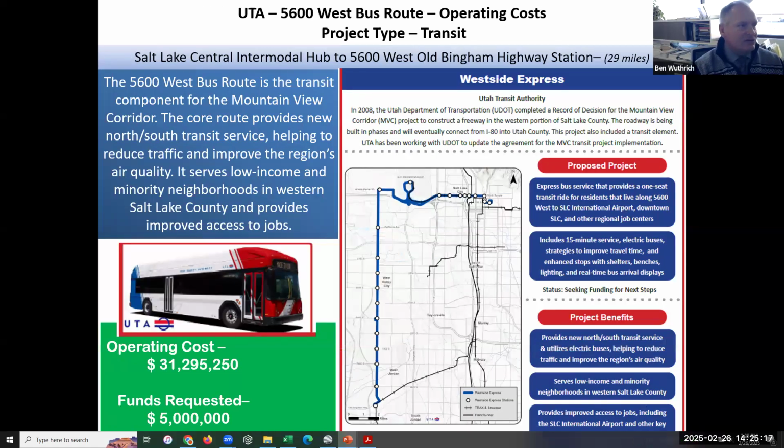The next project is also a request from UTA. This is on the 5600 West bus route. This is for operating cost. This particular project, the operating cost is estimated at $31+ million. Funds being requested are $5 million, and this is also over a 3-year period.